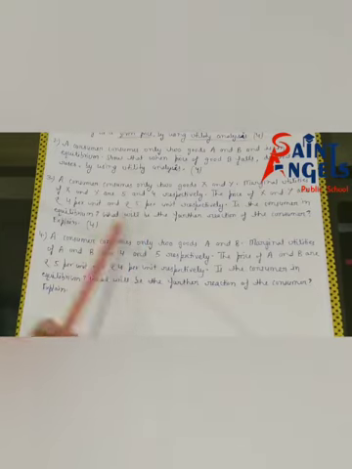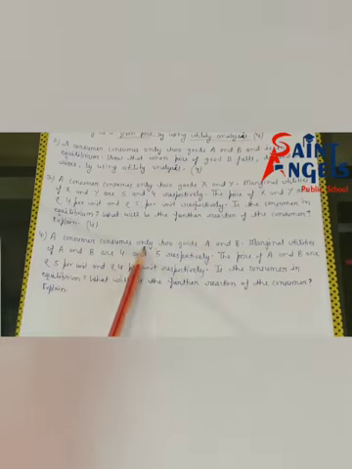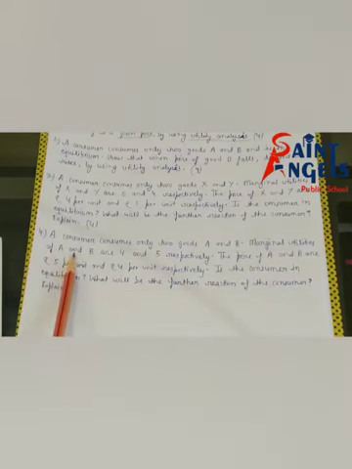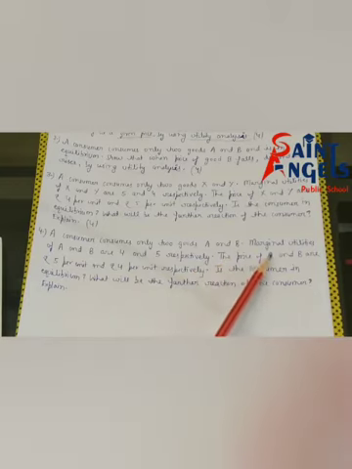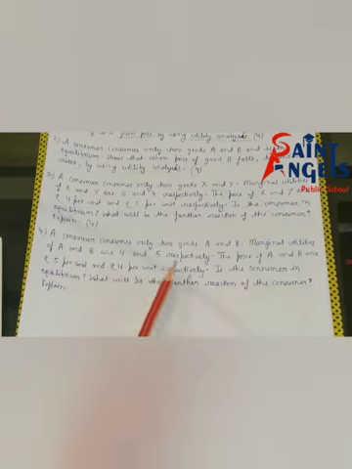I hope all of you have understood. See, question number 4. A consumer consumes only two goods A and B. Marginal utilities of good A and good B are 4 and 5 respectively. The prices of A and B are 5 rupees per unit and 4 rupees per unit respectively. Is the consumer in equilibrium? What will be the further reaction of the consumer?